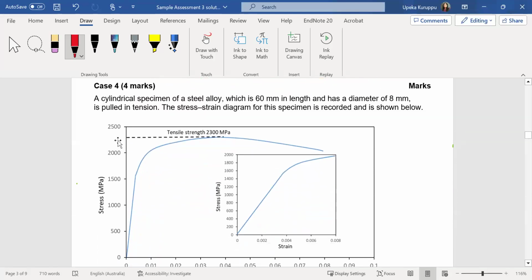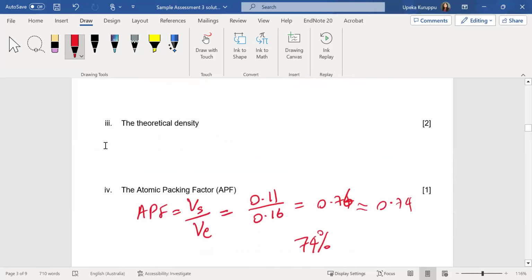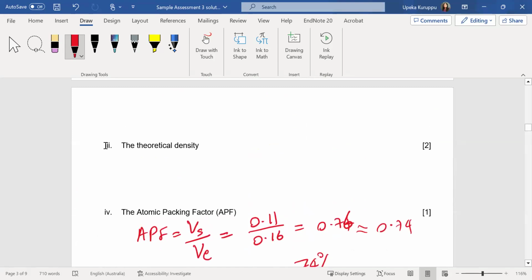Okay, so this one, mechanical properties of materials. Sorry, yes, I forgot the theoretical density. Can you please find the equation? The density is mass divided by the volume. So do you have the theoretical density equation? Number of atoms times the atomic weight, am I right? Divided by VC times Avogadro number, NA. Okay, you can just put the numbers here.